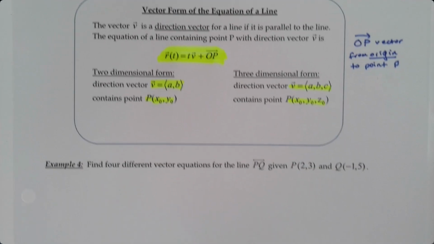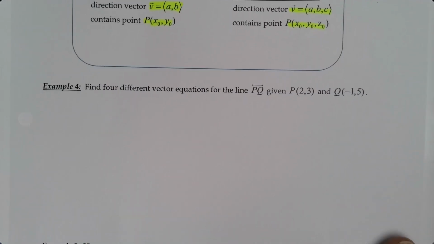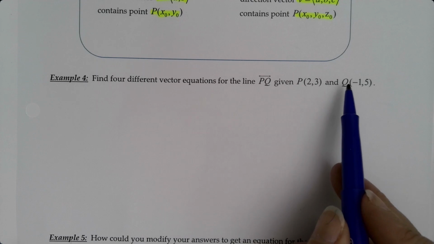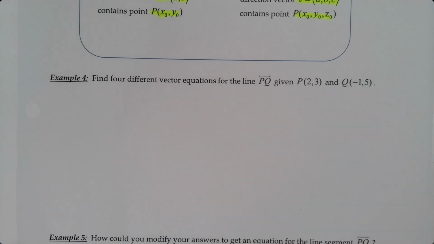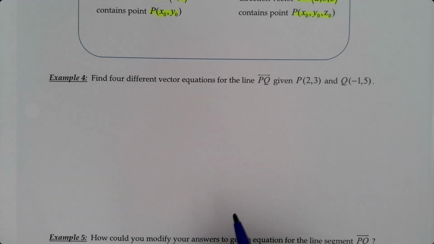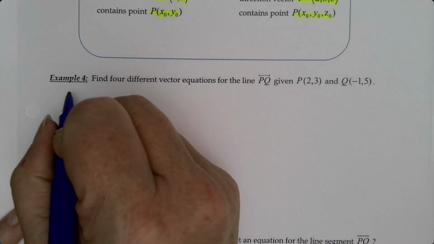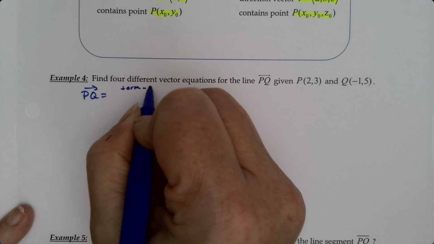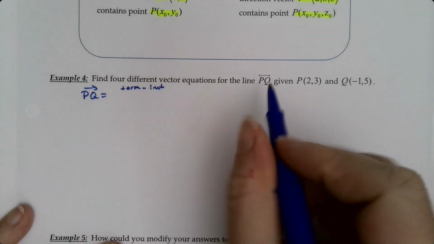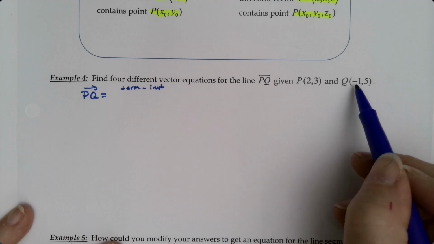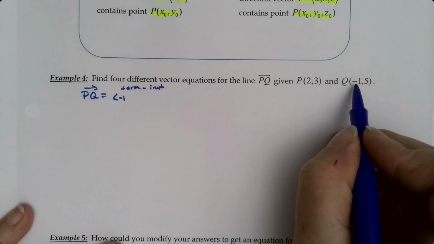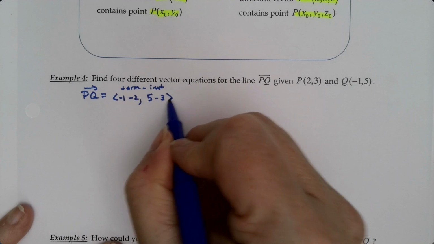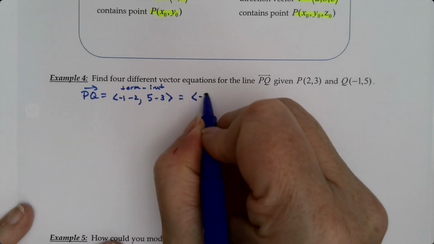Okay, so let's find 4 different vector equations for the line PQ given point P, which is (2, 3), and Q, which is (-1, 5). Let me start by finding the direction vector from P to Q. Now remember, for that we do terminal minus initial. So Q would be -1, that's the terminal, minus P, and then 5 take away 3 would get me -3, 2.